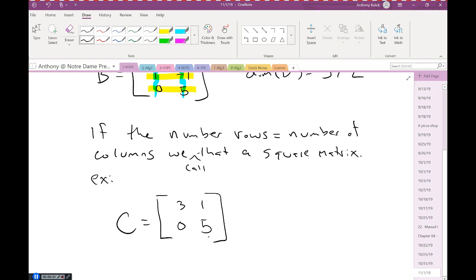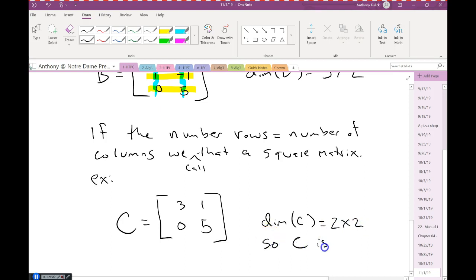So let's say we have this matrix C. The dimension of matrix C is 2 by 2. So what can we say about matrix C? It's a square matrix. The number of rows and the number of columns are the same.